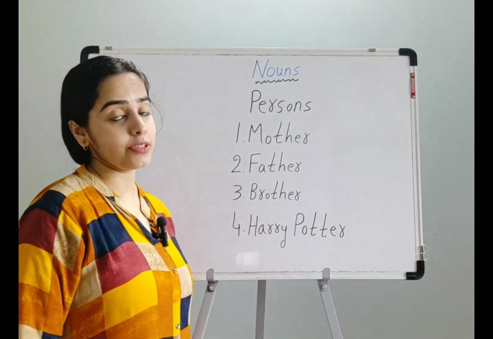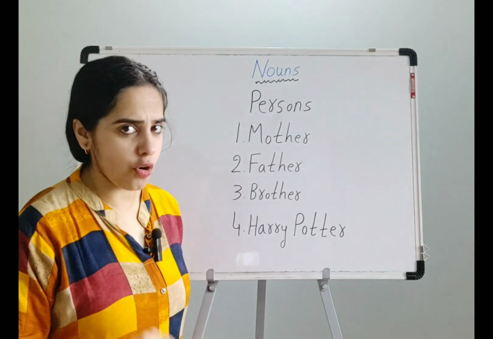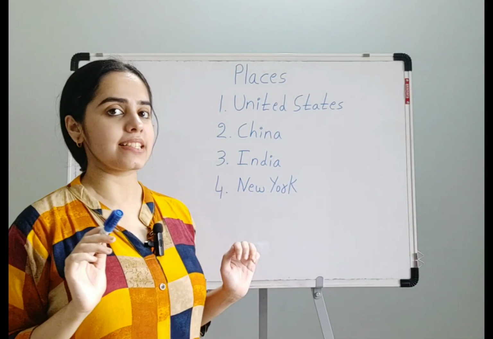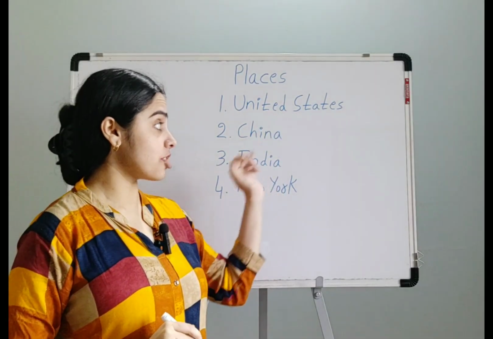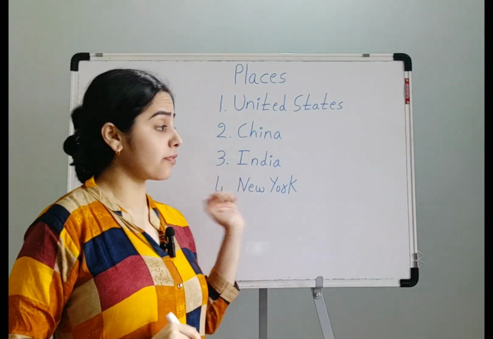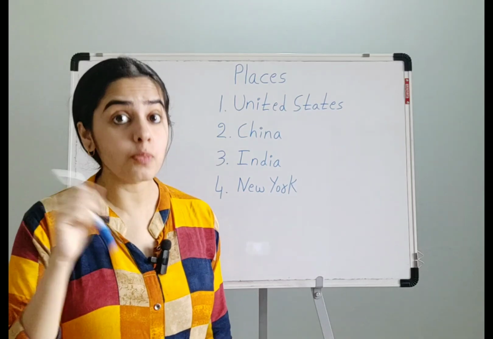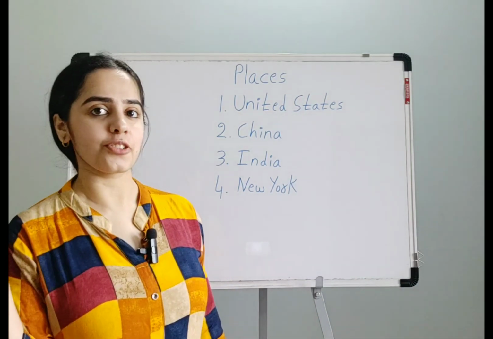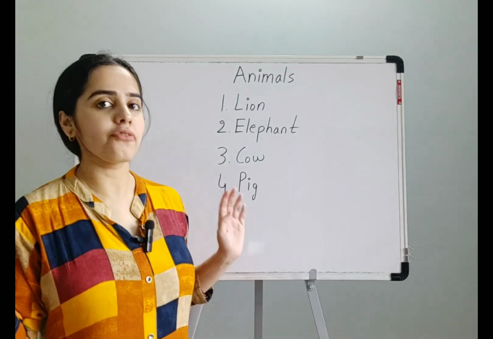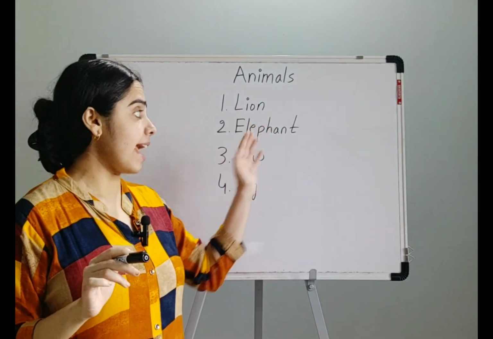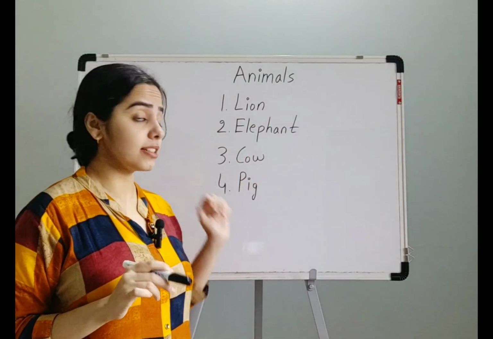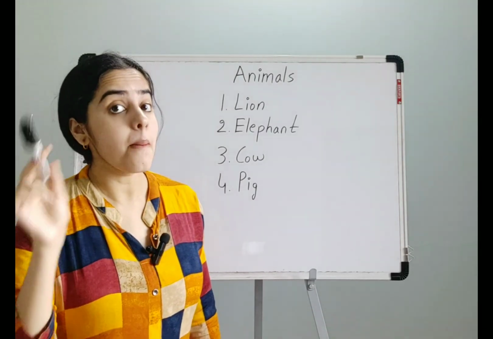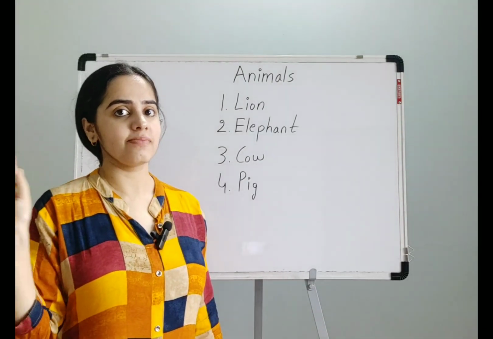Take few more examples: J.K. Rowling, John, Emily and Michael. Examples of places: United States, China, India, New York, Africa. Few more examples: Mount Everest, Asia and Europe. Examples of animals: lion, elephant, cow, pig. Take few more examples: snake, bee, butterfly and crocodile.